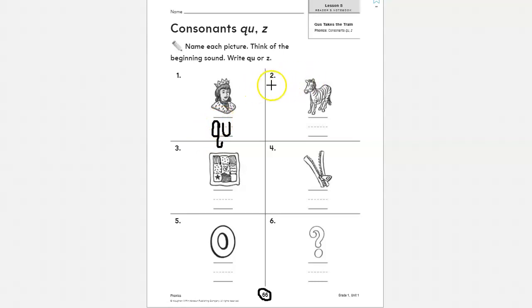Next we have a picture of, what is this a picture of? We may have seen them in a zoo before. They have black stripes and they are white. This is a zebra. Does zebra begin with the qu sound or the z sound? Zebra.